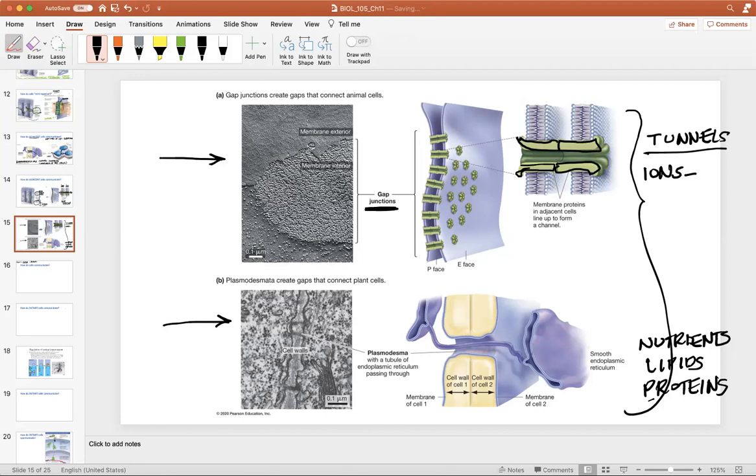In plants, there's also a tunnel system. It's a little bit different in its structure. So you can see here that it's literally a tunnel. It literally is not any kind of protein insertion. It's a legit tunnel through the cell wall. And it is actually often got a little bit of smooth endoplasmic reticulum threaded through it. The term for this particular structure is a plasmodesma. And remember that I told you that if it's plural, the term is plasmodesmata.